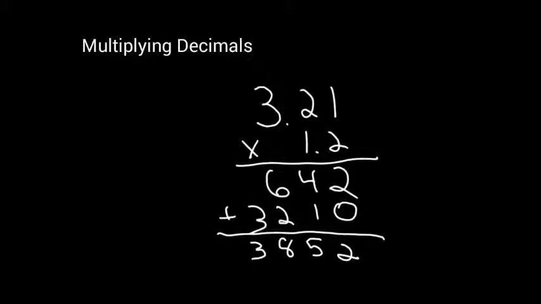Now you need to consider your decimals. So we have to figure out how many digits are behind the decimal in the problem. So we have 1, 2, 3 digits behind the decimal in our problem, so we need the same number of digits behind our decimal in the answer. So we got 1, 2, 3, so our decimal goes right there. So our answer to 3.21 times 1.2 is 3.852, or 3 thousand 852 thousandths.